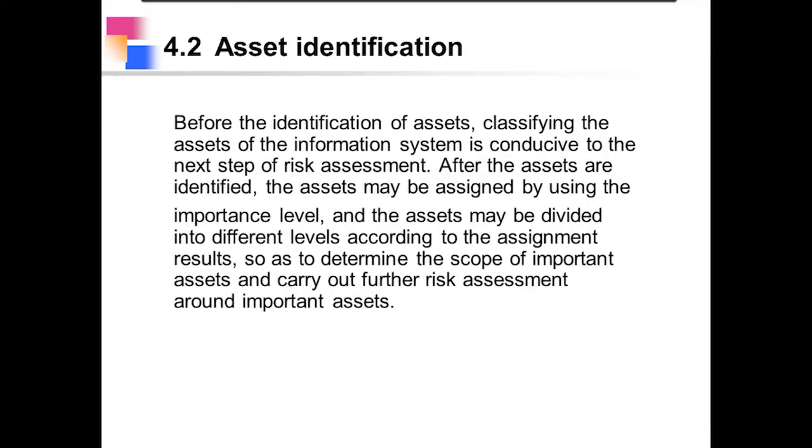A, site identification. Before the identification of threats, classifying the sites of the information system is conducive to the next step of risk assessment. Other sites are identified. The sites may be assigned values by using the importance level, and the sites may be divided into different levels according to the assignment result, so as to determine the scope of important sites and carry out further risk assessment around important sites.